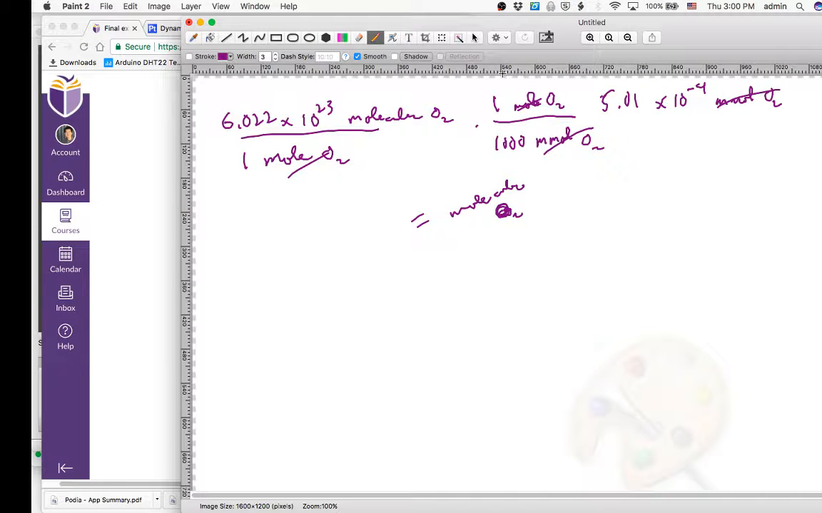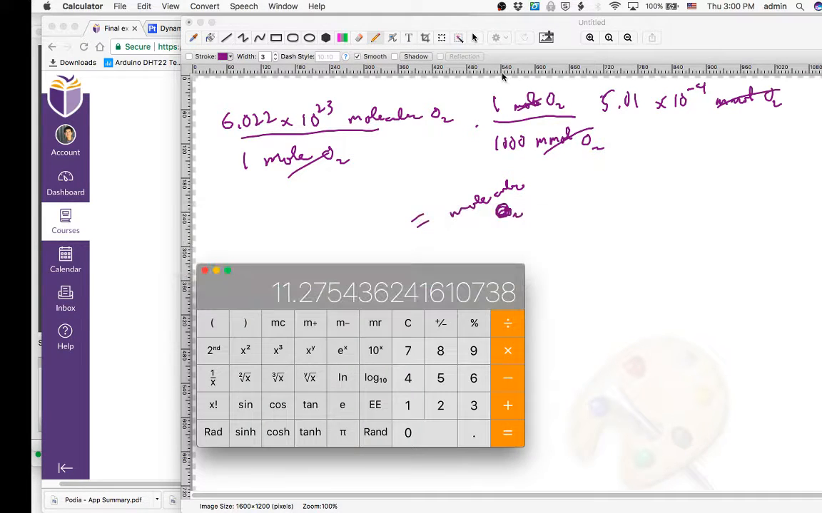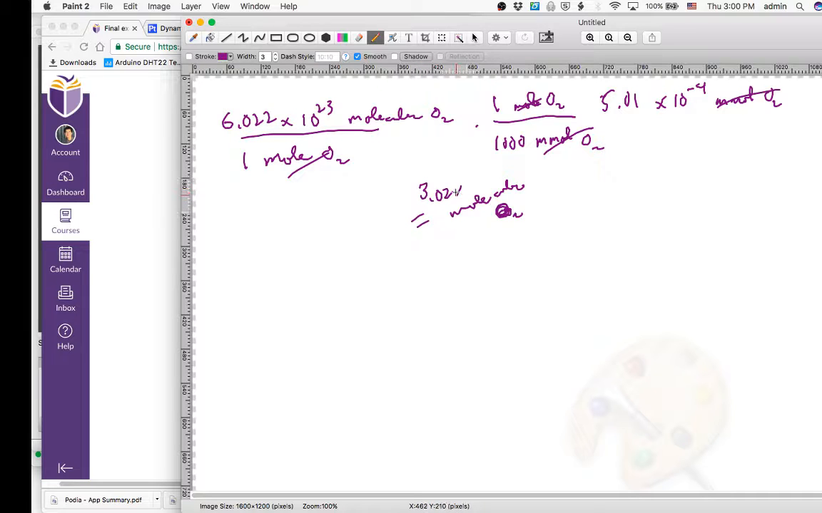Now I bring out the old calculator, brush the dust off a little bit, and I use the scientific notation button. It is the best way to do these types of problems. Use the scientific notation button. Then I multiply everything on top, and the stuff on the bottom, I just divide. And I got 3.02 times 10 to the 17th molecules of oxygen. And that's a lot of molecules.